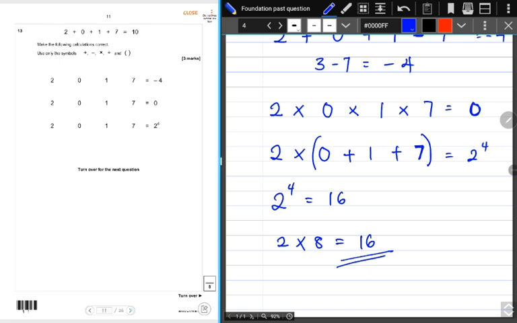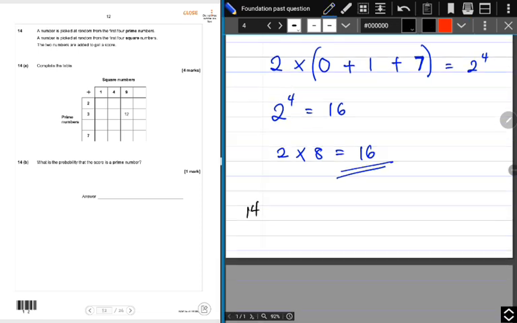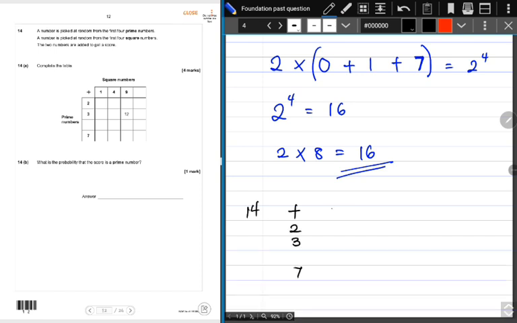Question 14. A number is picked at random from the first 4 prime numbers. A number is picked at random from the first 4 square numbers. Now the two numbers are added to get the score. Now we have to complete the table. So what is in the table? We have plus, we have 2, we have 3, we have a blank, we have 1, we have 4, we have 9. This is going to give us 12. Now this here is the square numbers.